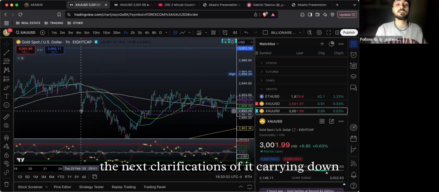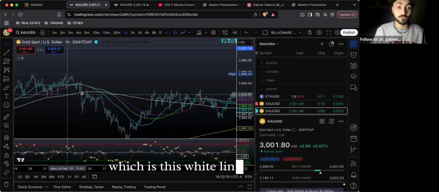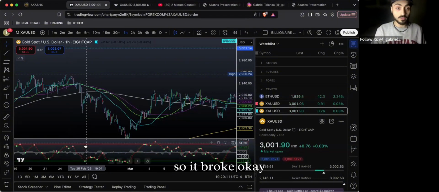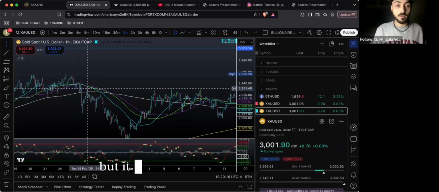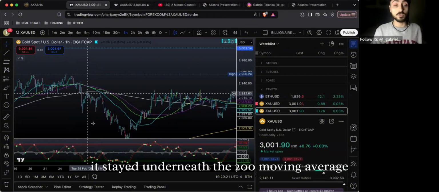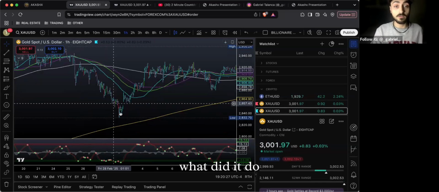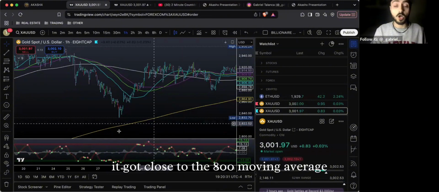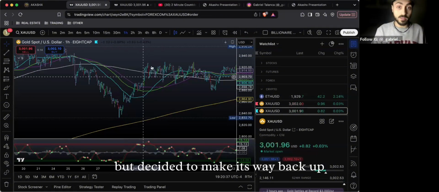Now, the next clarifications of it carrying down are the 200 moving average, which is this white line here, guys. So it broke, retested back up, but it didn't break through the lines again. It stayed underneath the 200 moving average and started continuing its way back down until what did it do? It got close to the 800 moving average, but decided to make its way back up.